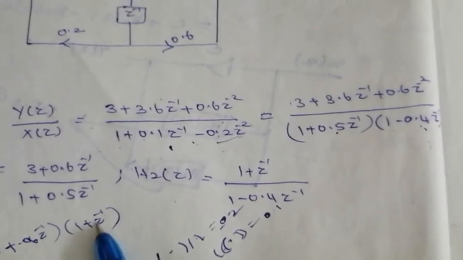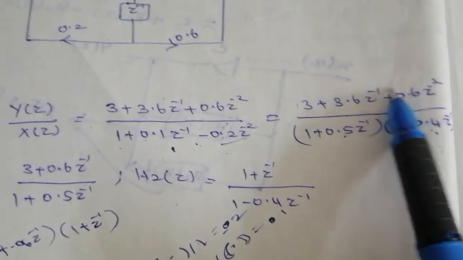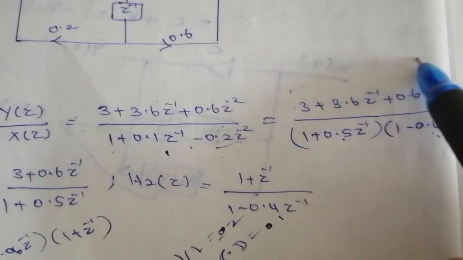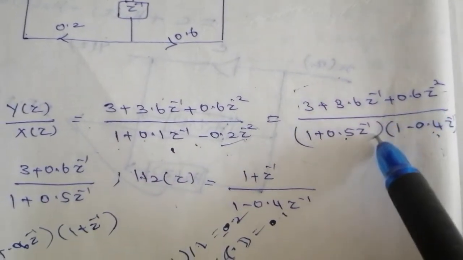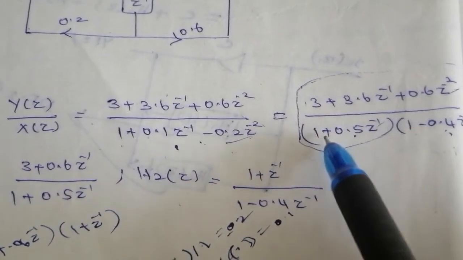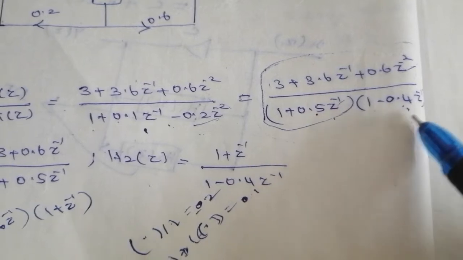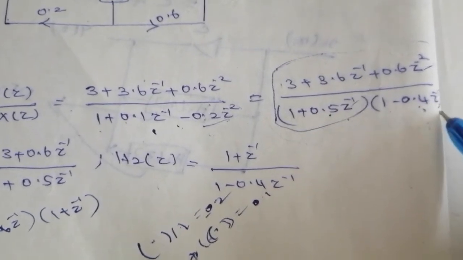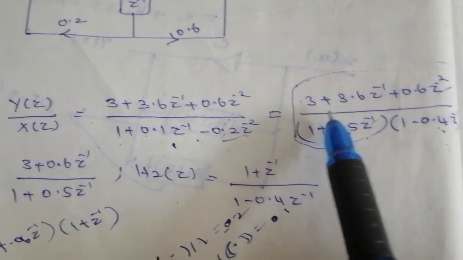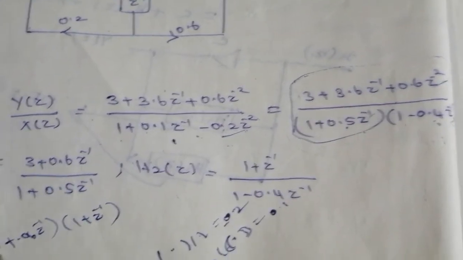It's not compulsory. If it is possible, you can separate this function into two terms. Otherwise, you simply write 3 plus 3.6 z inverse plus 0.6 z power minus 2 divided by 1 plus 0.5 z inverse as one term. Another one is 1 divided by 1 minus 0.4 z inverse as another term. Okay. Here we can easily separate this equation into these two terms.